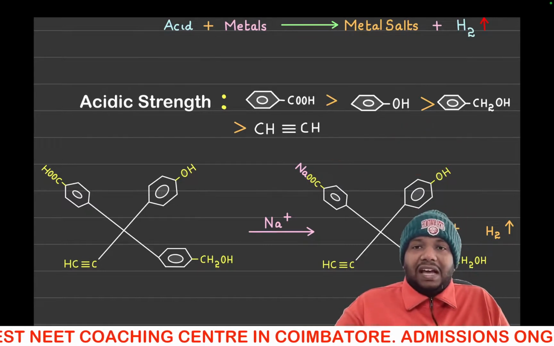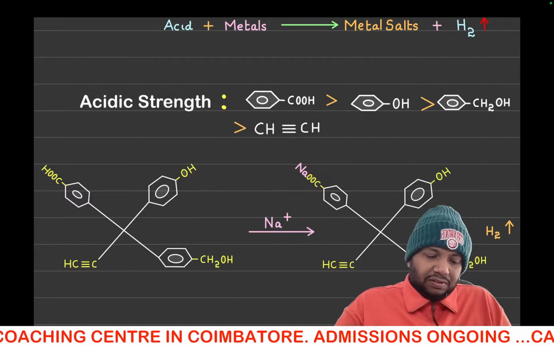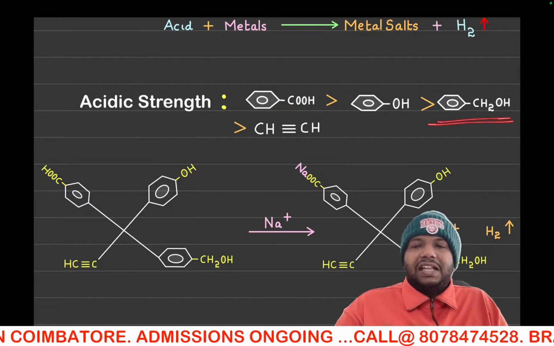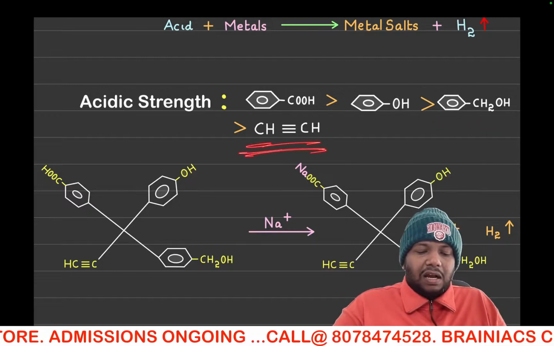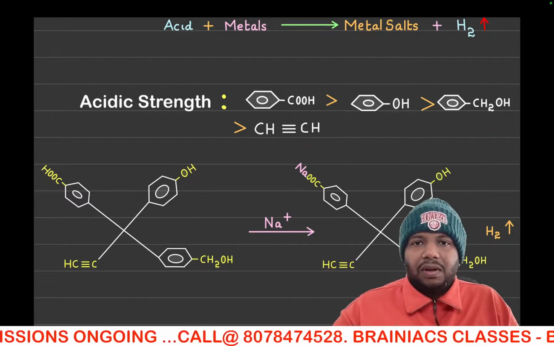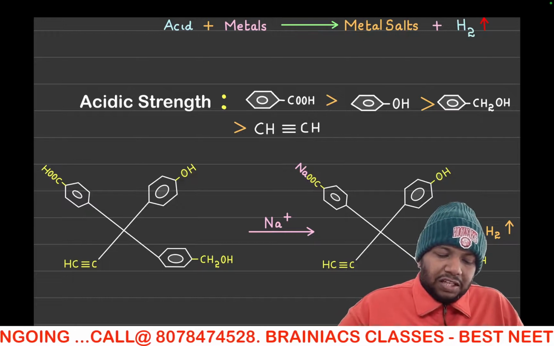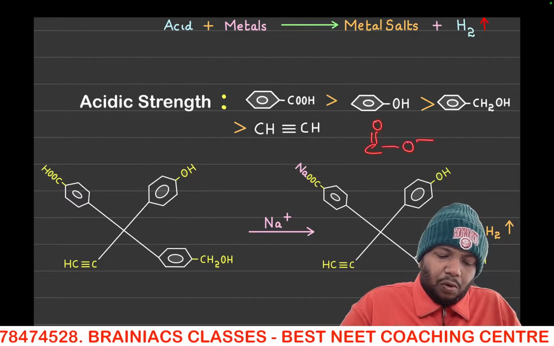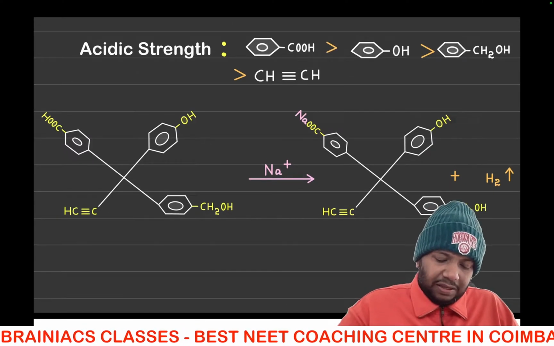Why? Because it has equivalent resonating structures. That's why benzoic acid is more acidic than phenol, which is more acidic than benzyl alcohol. Then comes alkyne. You need to remember this order. You can remove the H plus and you can see here the carboxylate anion, C double bond O minus. This is present in benzoic acid.